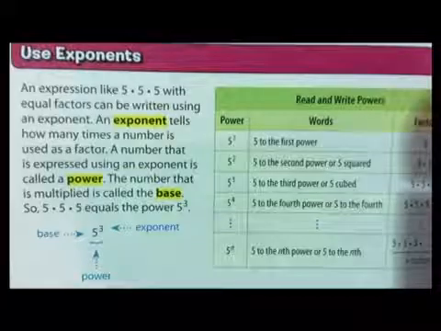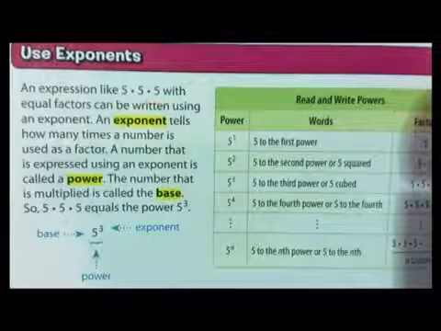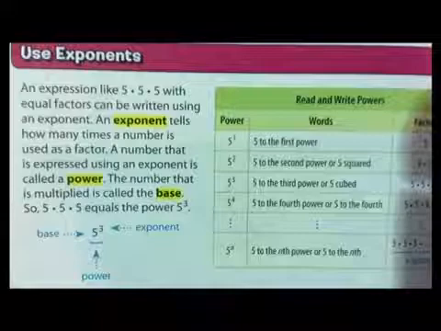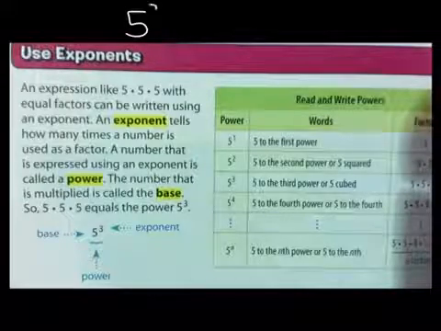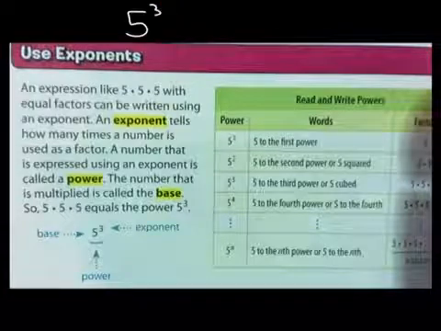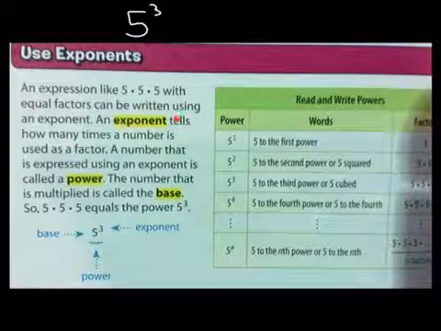Here we have a definition of what exponents mean. Let's take a look. An expression like 5 times 5 times 5, you guys know that this can be written as 5 to the power of 3, right? Or sometimes we say 5 cubed, right? Because it's 5 times 5 times 5. An expression with equal factors can be written using an exponent.